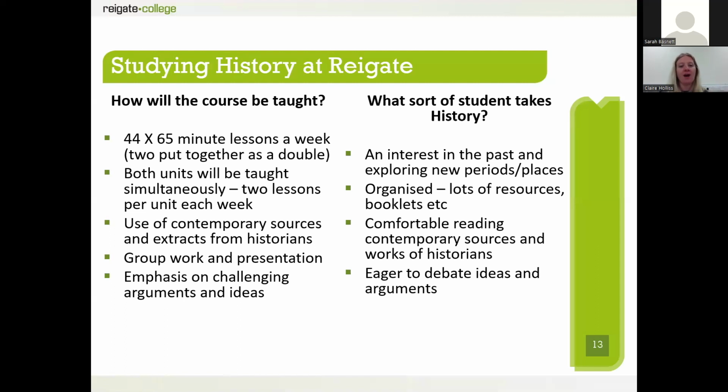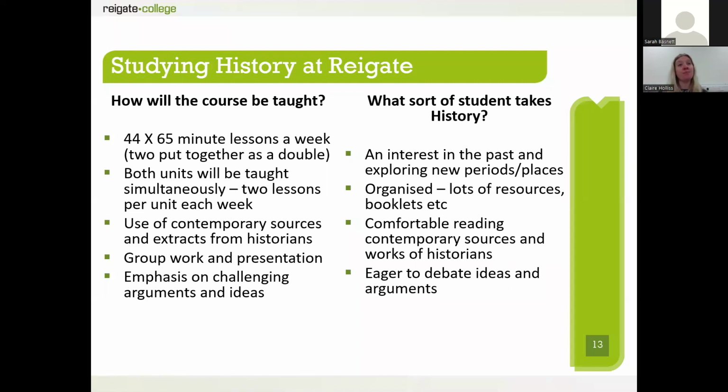essentially you have 2 double lessons a week. So you would have essentially 2 hours of Tudors and 2 hours of French Revolution if you did the early modern, or 2 hours of British Empire and 2 hours of Cold War if you did the modern course per week. Now, both courses are taught simultaneously, so you don't start with the British Empire and then do the Cold War, for example. You would have them running alongside each other there.